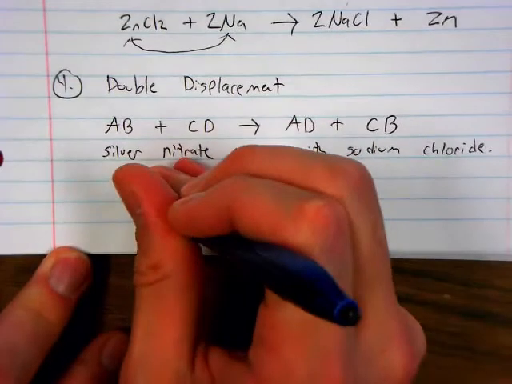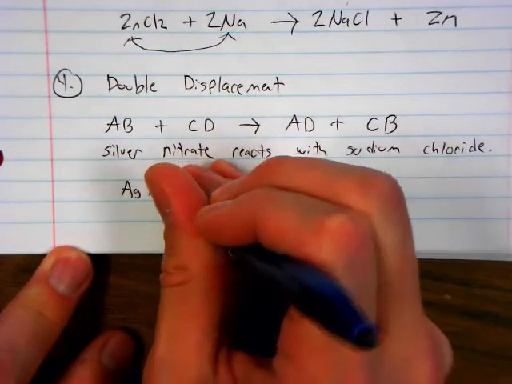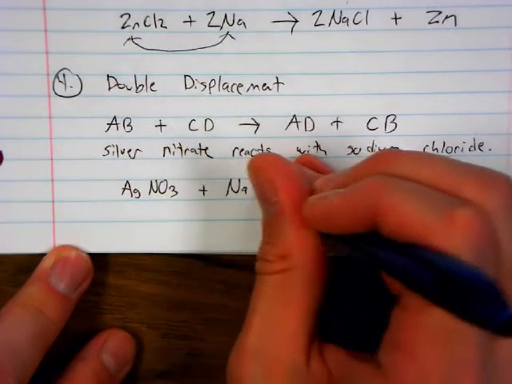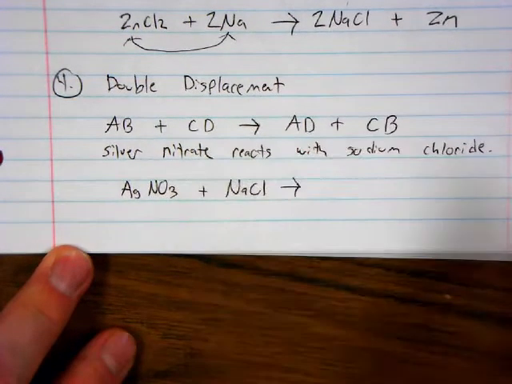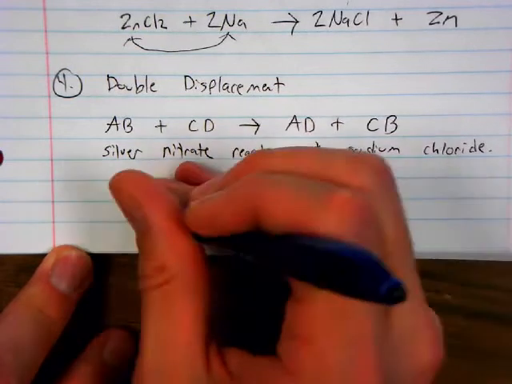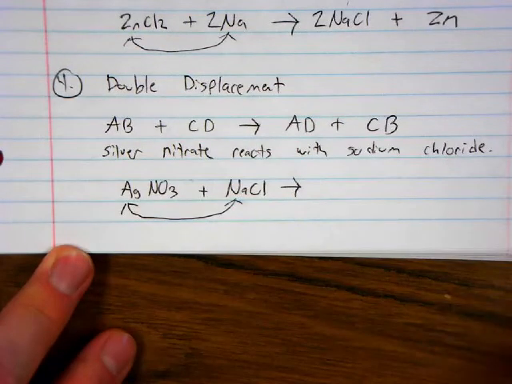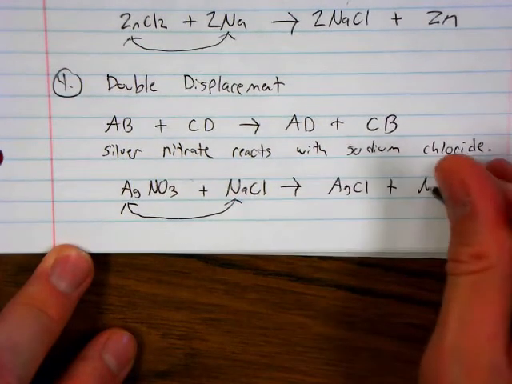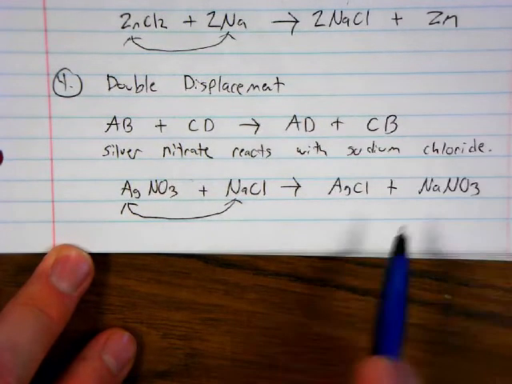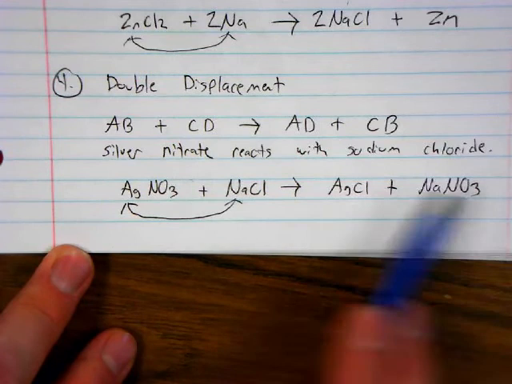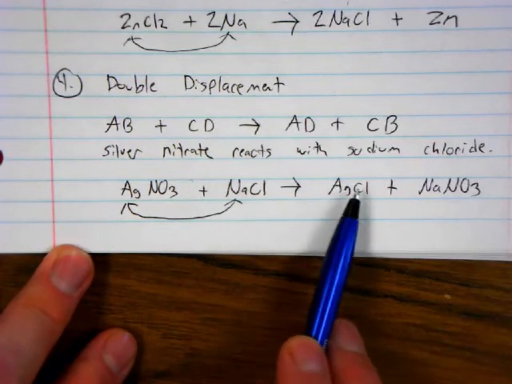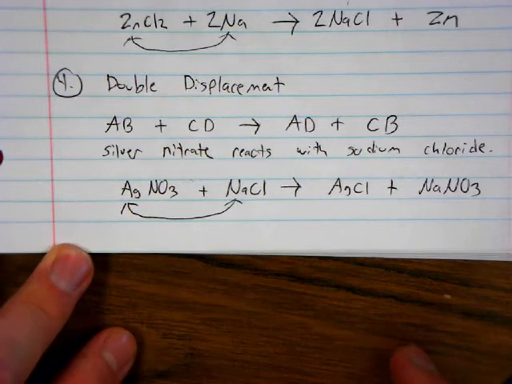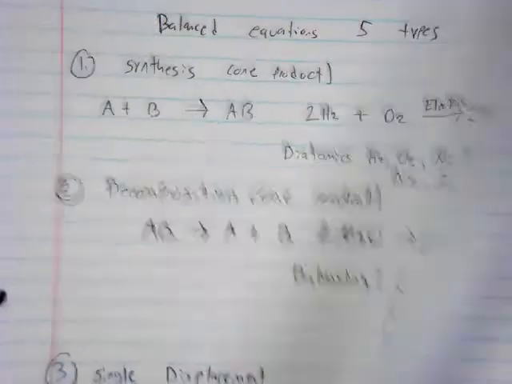That's fine. So, silver nitrate. Ag is a +1, nitrate's a -1. That's a perfect match. Sodium chloride, +1, -1. Perfect match. Silver and sodium are going to switch spots, or the negatives can switch spots, it doesn't matter. It'll give you the same thing. That gives you AgCl plus NaNO3. The order of these compounds doesn't matter. The order within, AgCl, NaNO3, does matter. So that's double displacement.